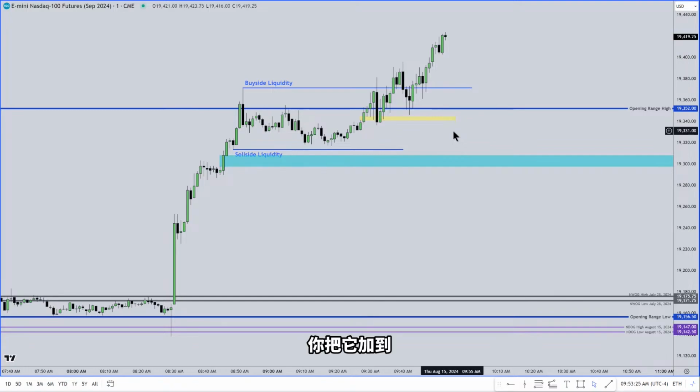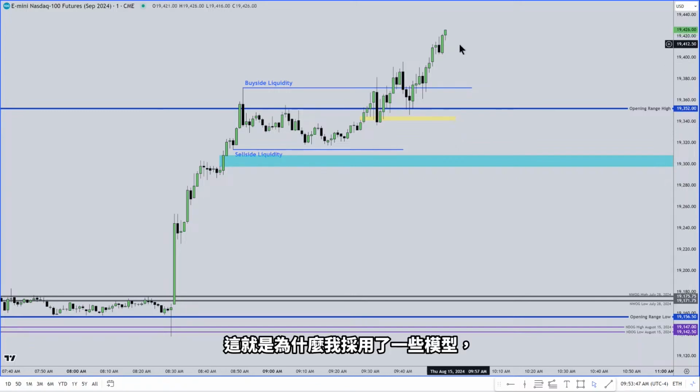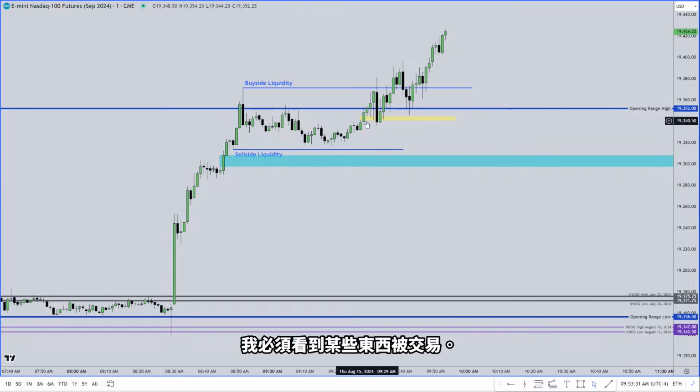And you add that to the built-in premise that stocks are meant to go up, the market's meant to go up. You're fighting a losing battle if you're trying to short every instance that the market gives you some kind of a broken wing tactic, like, oh look, I'm about to go down, and you go in and you try to short it, you get chopped up like this, which is why I have adopted models where I have to see certain things traded to.